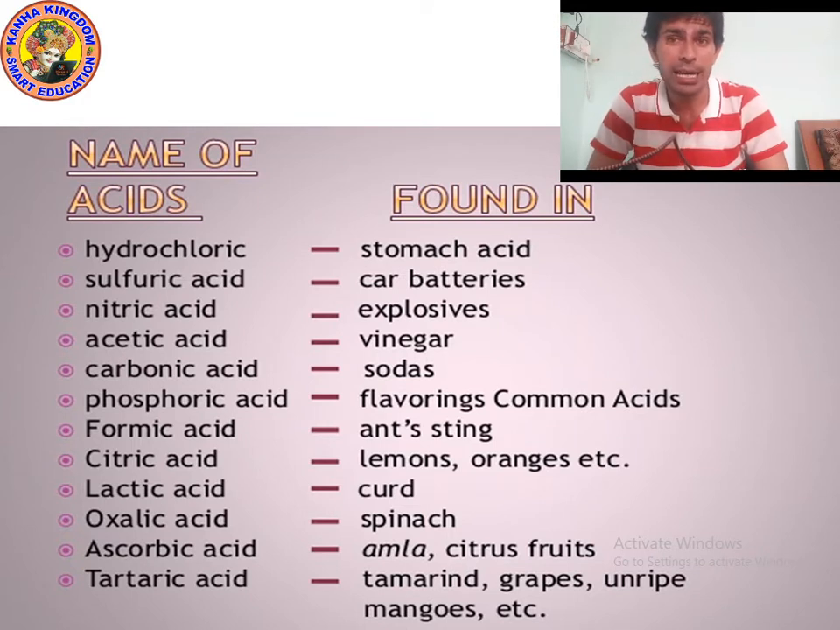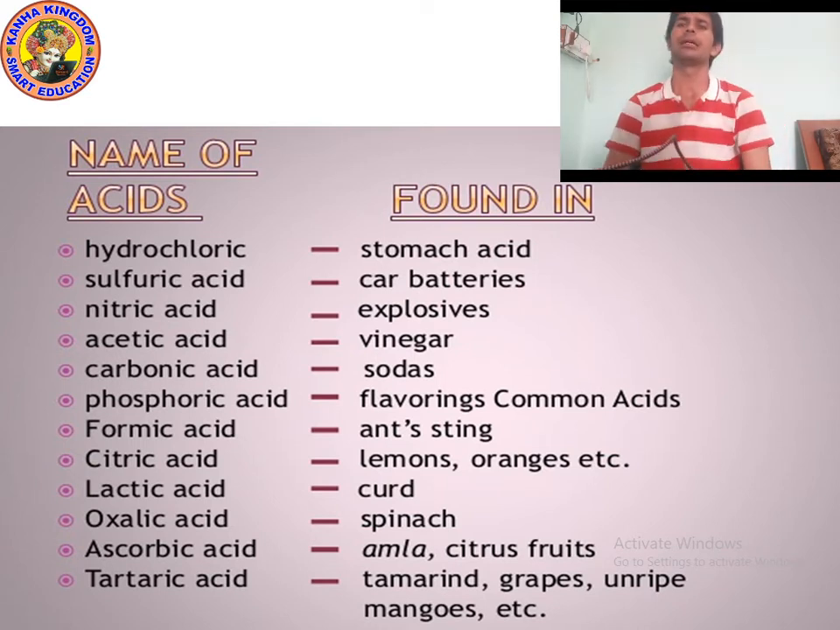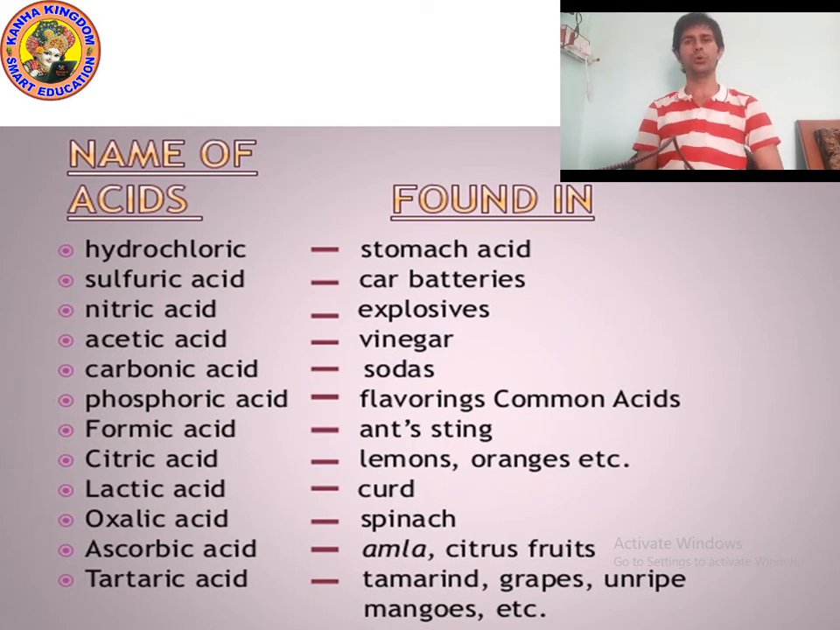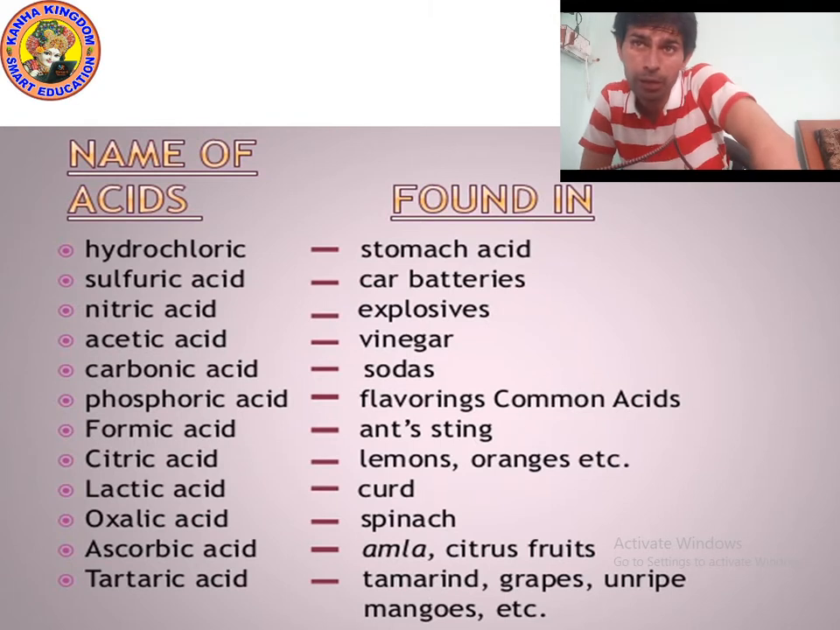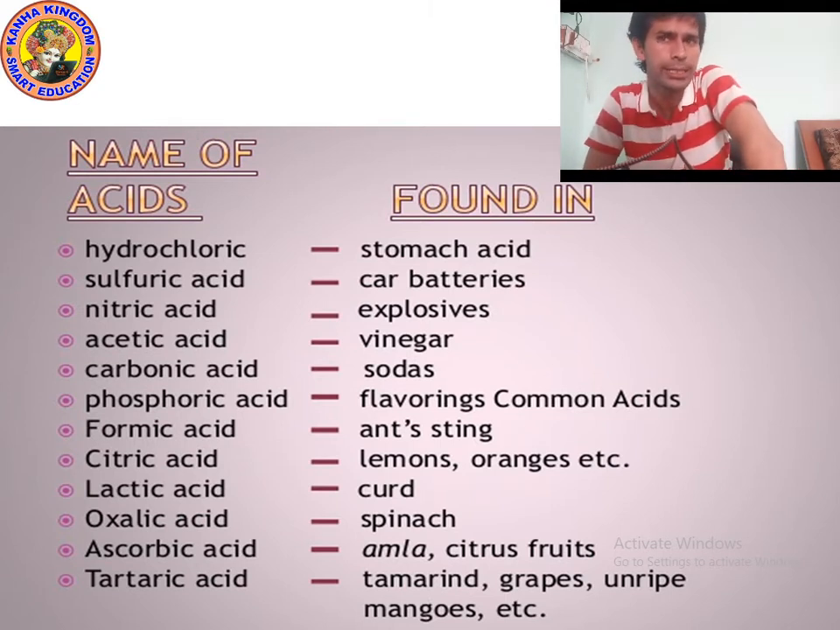Lemon and orange. Can you tell me which acid is present in lemon and orange? Citric acid. Yes, kids. So citric acid is found in lemon and orange. That's why lemon and orange are sour in taste.